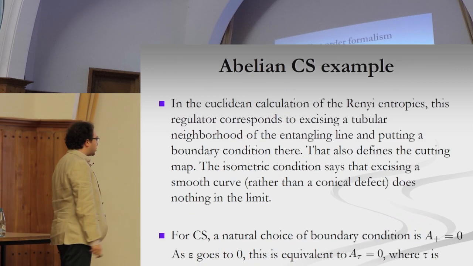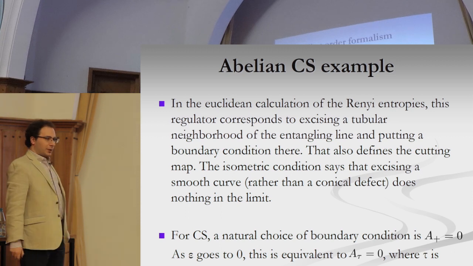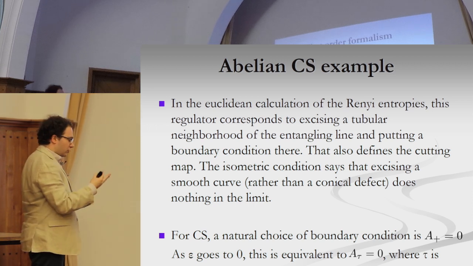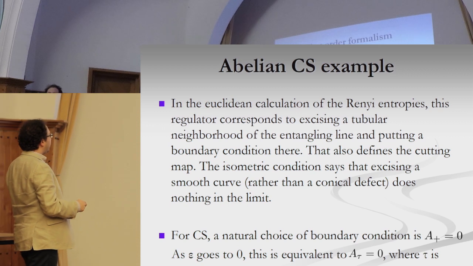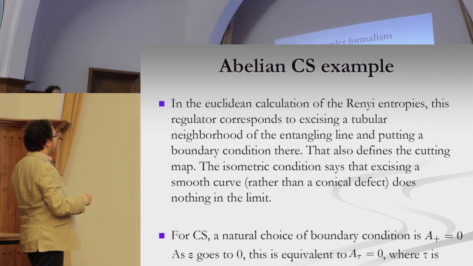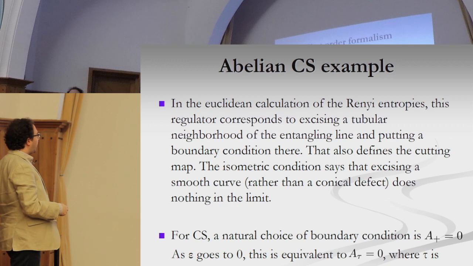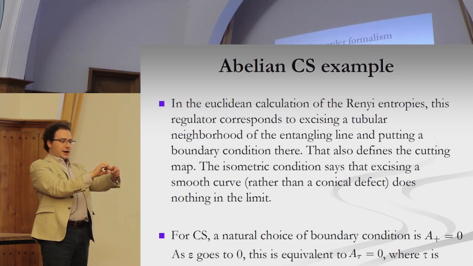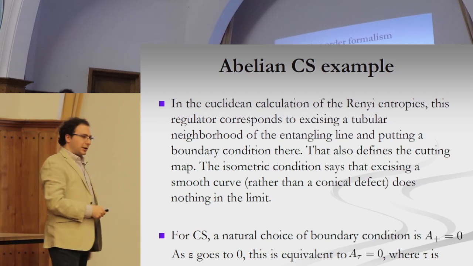Okay. Now, to go back to this Chern-Simons example, because it's, I think, kind of a cute example, suppose we think about the Euclidean calculation of the Rényi entropies. So that's the trace of the reduced density matrix to the nth power. And if you knew the Rényi entropies, you could try to find the von Neumann entropy by analytic extrapolation in the replica parameter. Right? So if we do the Euclidean calculation of the Rényi entropies, the regulator that I just described corresponds to excising a tubular neighborhood of the entangling line. It's an entangling line because I'm in 3 dimensions rather than a surface in 4 dimensions. And putting some boundary condition there. So here's the boundary of my region, and then around this line in Euclidean path integral, I cut out a little tube. So the boundary here looks like a torus in the Euclidean case.